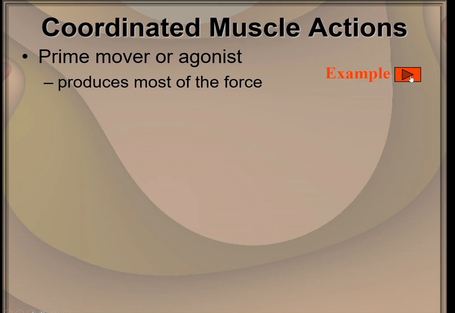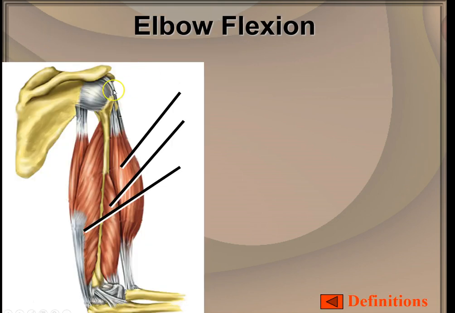So it's the one that produces most of the force at that action. And so we go to a picture here. We've got shoulder joint, elbow joint. We got the muscles running down in front, the muscles behind. This is the one that does most of the work. It's called biceps brachii. Okay? It's our prime mover.